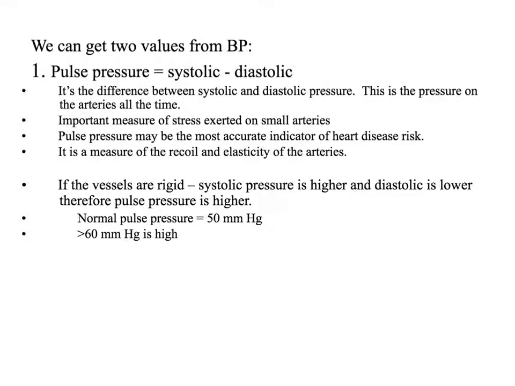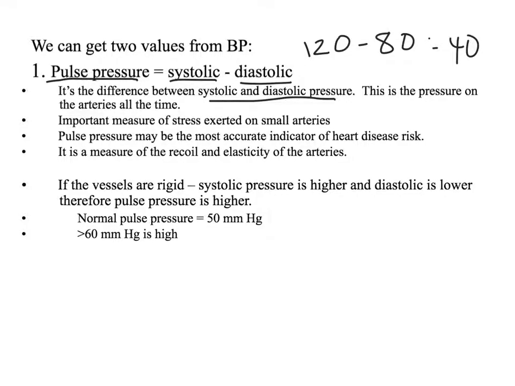Okay, now we can use blood pressure to get two numbers which are valuable. The first number is called pulse pressure. Pulse pressure is really easy to come by. All you do is take the systolic and subtract the diastolic, like 120 minus 80. That would give you 40. Basically, it's the difference between systolic and diastolic.